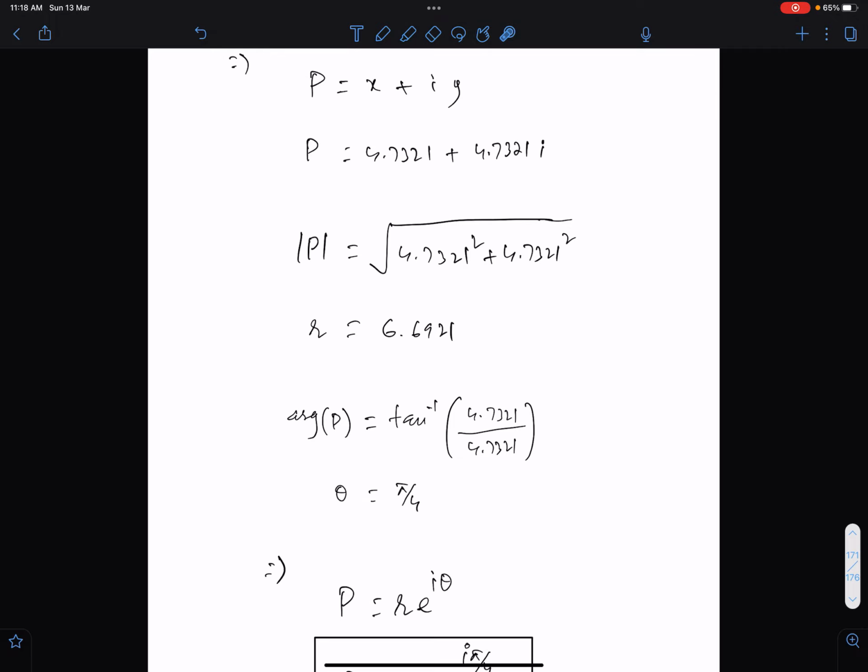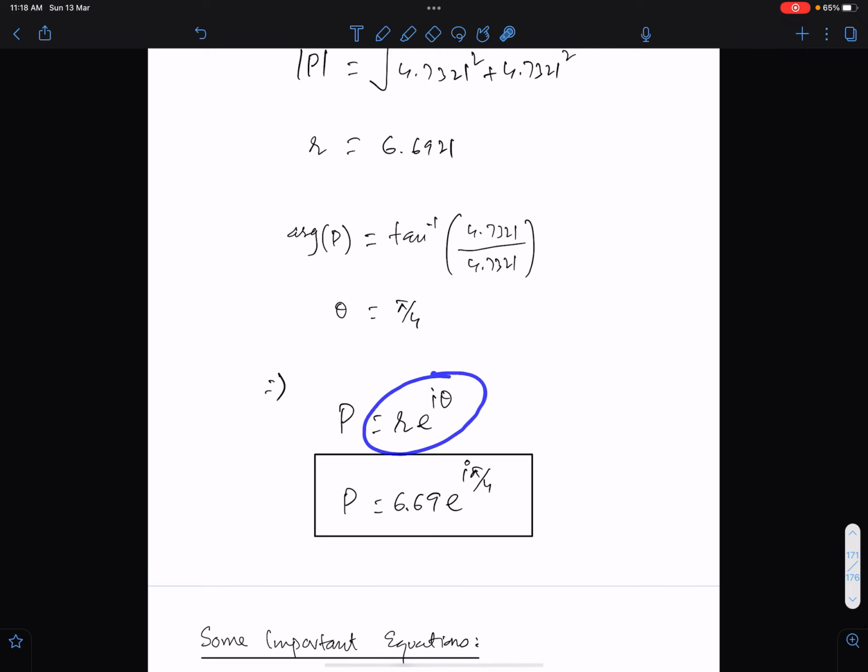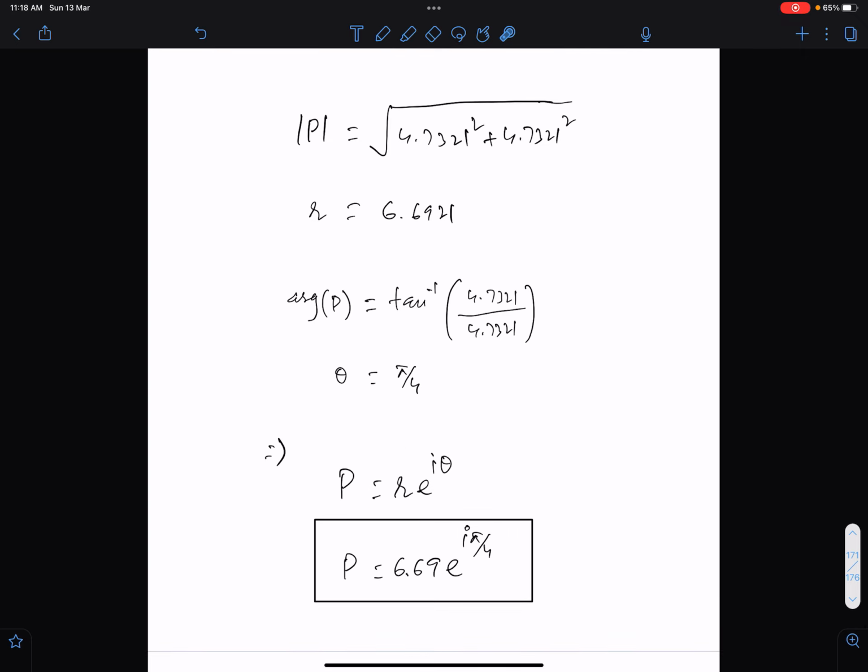Now we need the modulus of this complex number. The modulus of this complex number is 6.6921 and its argument is pi by 4. To express P into this form, we just need to substitute r here and theta here. R is this and theta is this. This is the 3 significant figure value of r and this is the exact value of theta. Hence, this is the required form of P in re^(i theta) form.